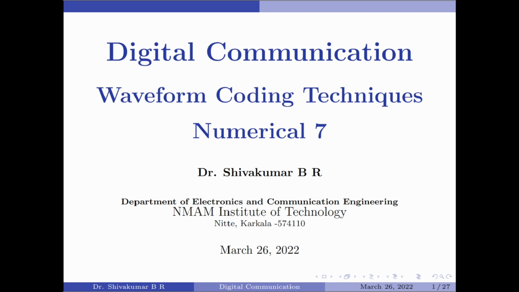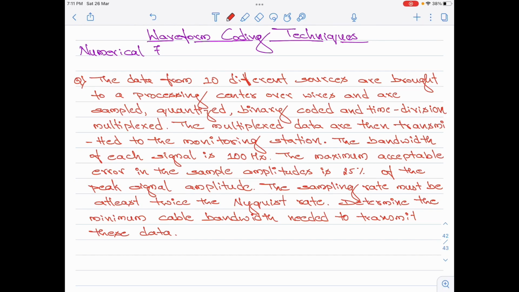In this video, I'm going to take up the 7th numerical on waveform coding techniques. Let me read out the question first. The data from 10 different sources are brought to a processing center over wires and are sampled, quantized, binary coded and time division multiplexed. The multiplexed data are then transmitted to the monitoring station.